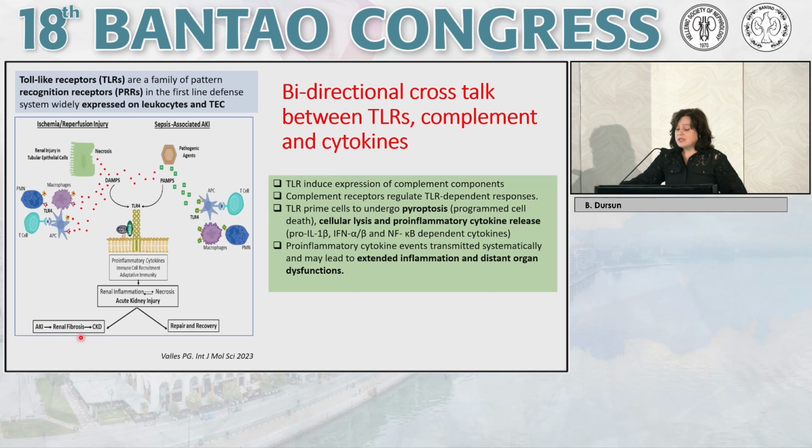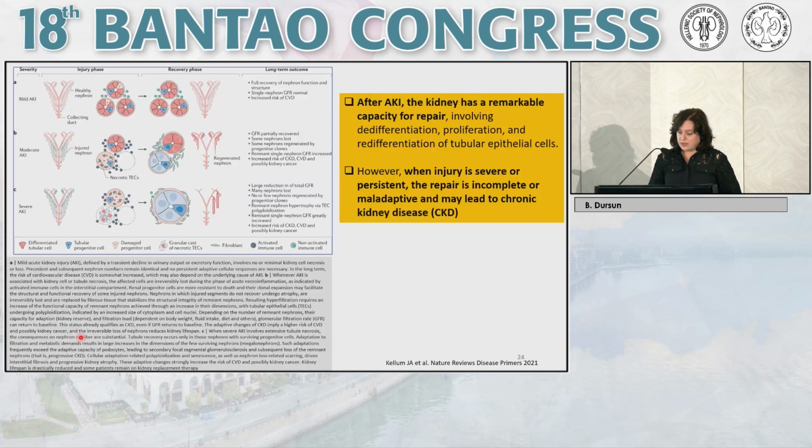These prime cells to undergo programmed cell death mechanisms, causing cellular lysis and pro-inflammatory cytokine release, like pro-interleukin 1 beta, interferon gamma, and NF-kappa B dependent cytokines. These pro-inflammatory cytokines can be transmitted systemically and may also lead to extended inflammation and distant organ dysfunction, as in the lungs and heart, affected by ischemic reperfusion injury mediated extended inflammation.